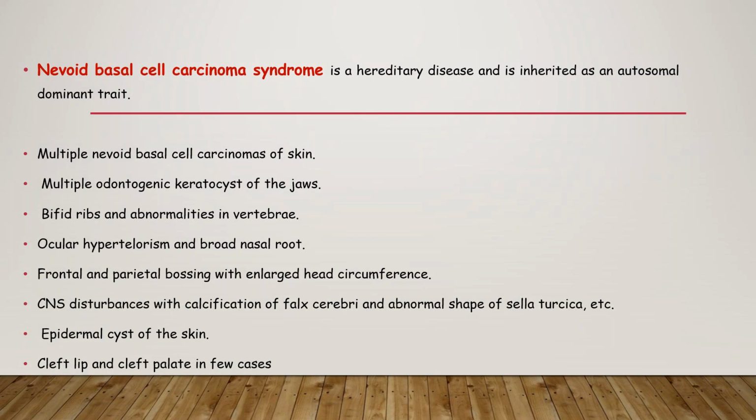Just a glance for you all: what is nevoid basal cell carcinoma syndrome? It is a hereditary disease, inherited as an autosomal dominant trait, and presents with characteristic clinical features such as multiple nevoid basal cell carcinomas of the skin, multiple odontogenic keratocysts of the jaws, bifid ribs and abnormalities in vertebrae, ocular hypertelorism and broad nasal root, frontal and parietal bossing with enlarged head circumference, CNS disturbances with calcification of the falx cerebri and abnormal shape of the sella turcica, epidermal cysts of the skin, and cleft lip and palate in a few cases.